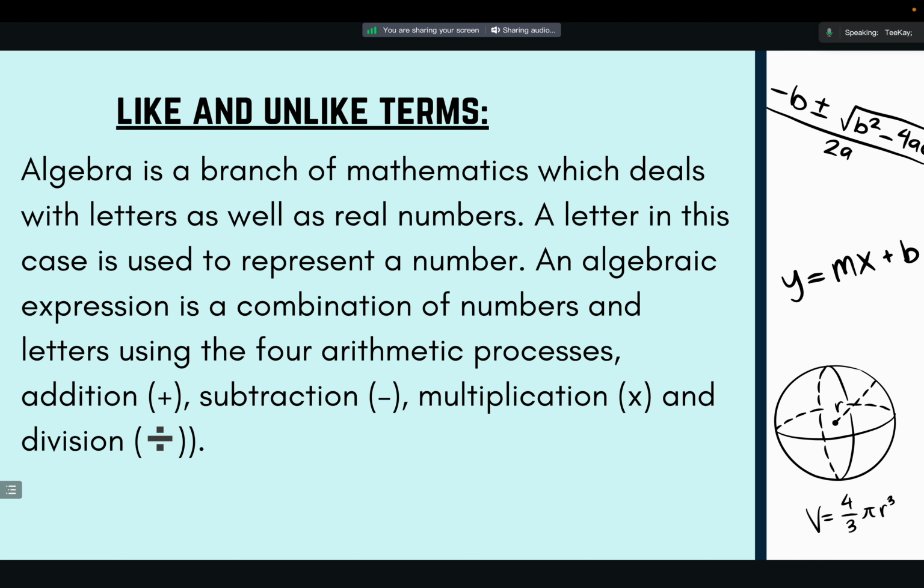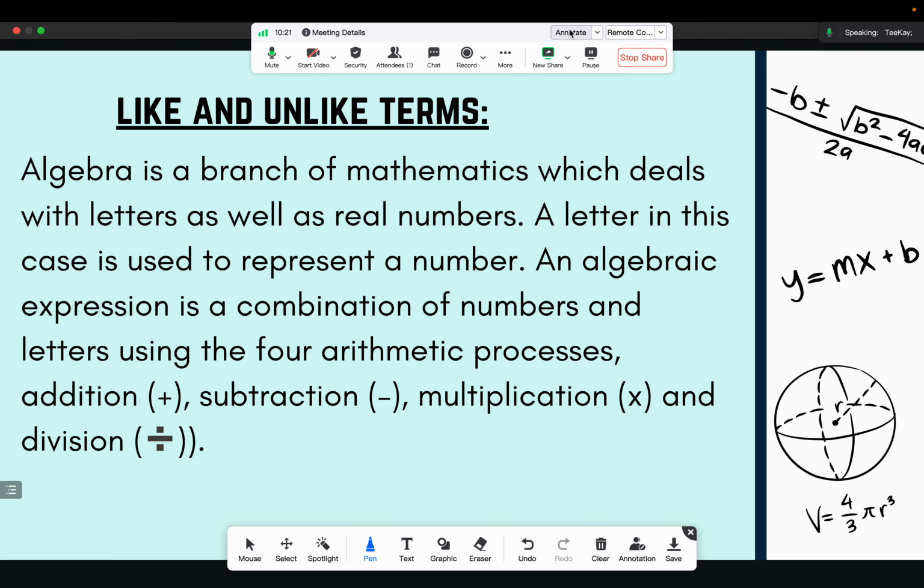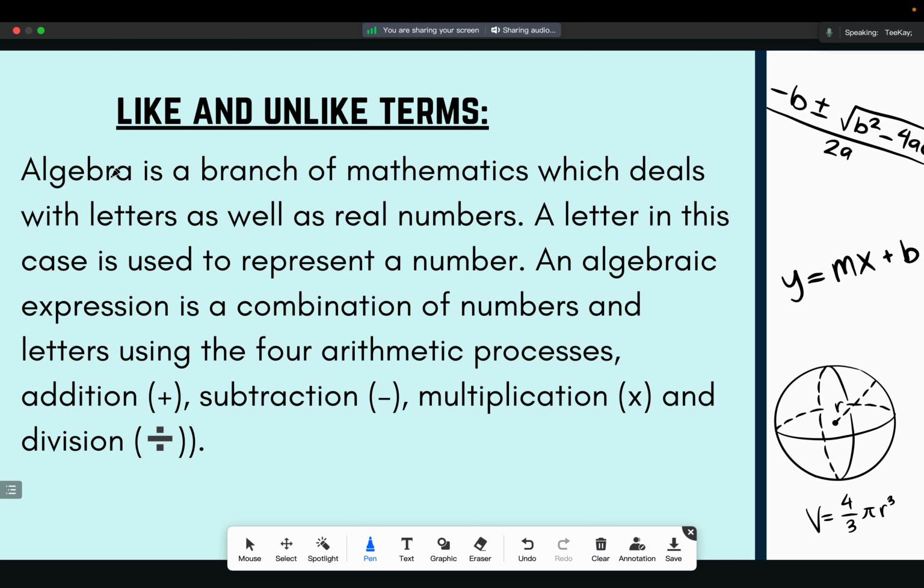And you'll be wondering, what is an algebra? So, when you talk about algebra, we are talking about a branch of mathematics which deals with letters as well as real numbers. So a letter in this case is used to represent a number. An algebraic expression is a combination of numbers and letters using the four arithmetic processes, which are addition, subtraction, multiplication, and division.